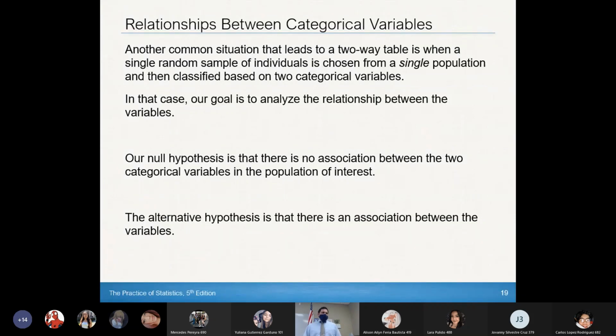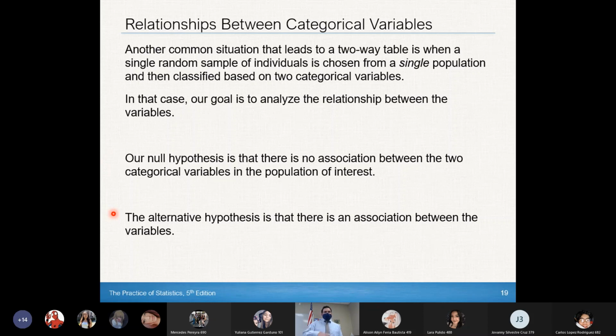So now we're going to switch gears a little bit and do our test for independence, which is checking for association, relationships between categorical variables. Another common situation that leads to a two-way table is when a single random sample of individuals is chosen from a single population and then classified based on two categorical variables. In that case, our goal is to analyze the relationship between the variables. Our null hypothesis is that there is no association between the two categorical variables in the population of interest, and the alternative is that there is an association between the variables.